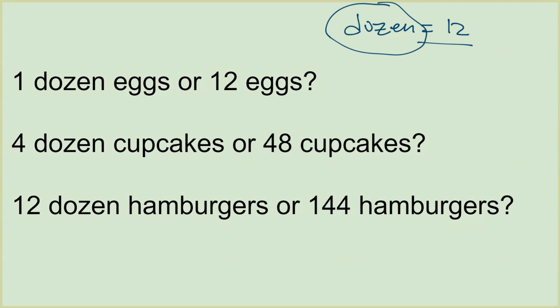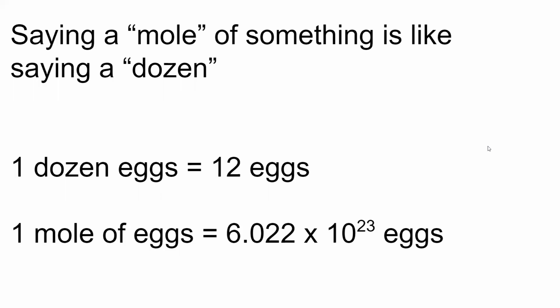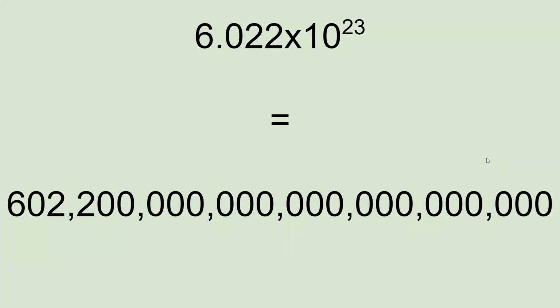Dozen represents 12, all right? So if I have 1 dozen, I have 12. If I have 4 dozen, I have 48. If I have 12 dozen, I have 144. The mole is kind of like chemistry's version of a dozen. So a mole of something is a number of something. So much like we say 1 dozen eggs gives you 12 eggs, if I had a mole of eggs, I would have this many eggs, and that's a lot. A mole is this quantity, and all of those zeros are correct.